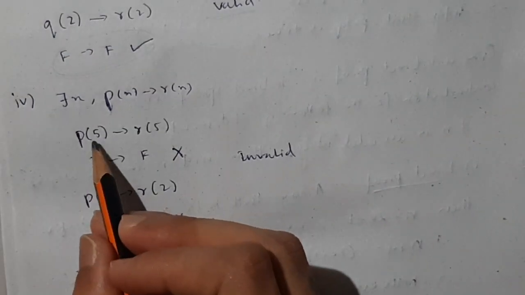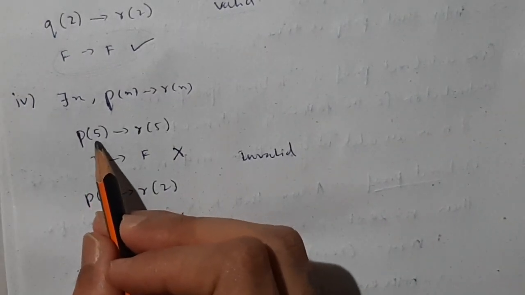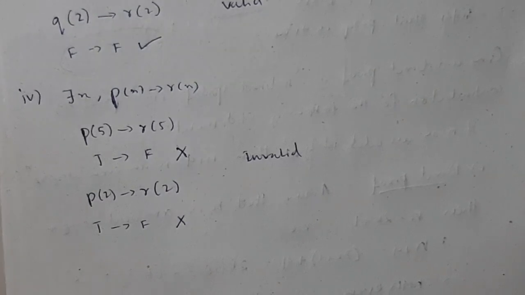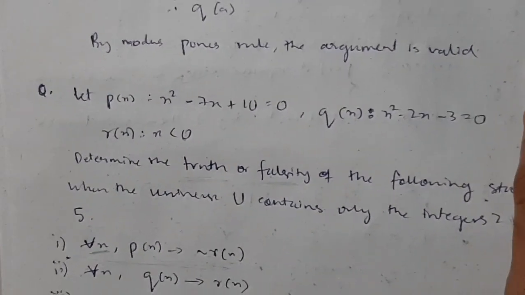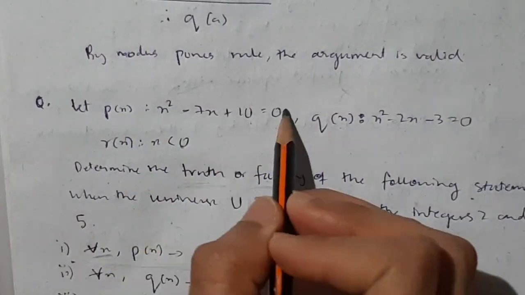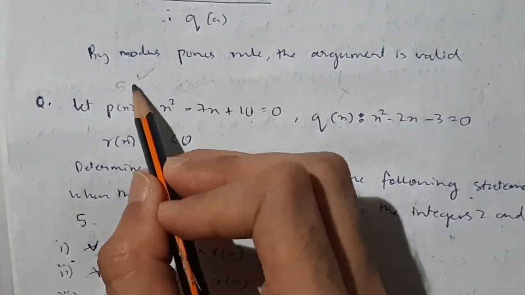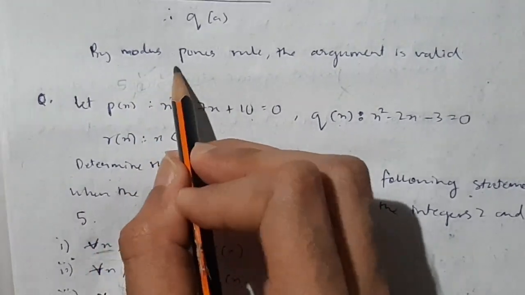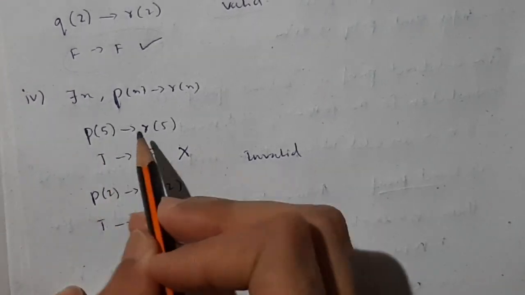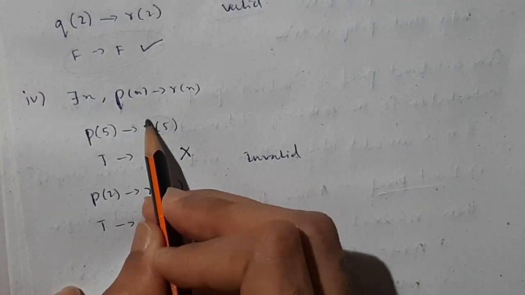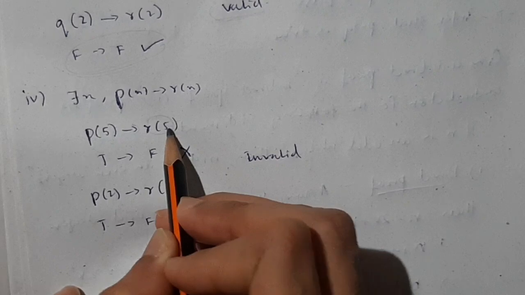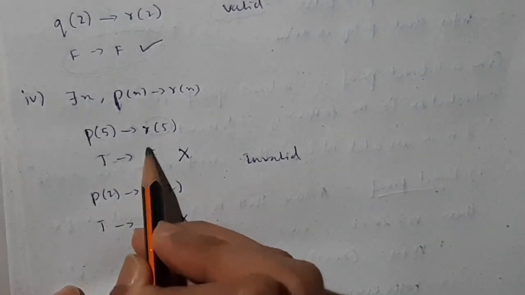And for some x, this is the next question. Now see, in this question if you put 5 here, p of 5 is true, because in that equation if you put 5 you will get 0. Which equation? This one. In this equation if you put 5 here you will get a 0. So for 5 it is true, and also for 2 it is true. So for both the cases it is true here. See, p of 5 is true, conditional r of 5, but r of 5 is not true because 5 is greater than 0. So it is true conditional false.